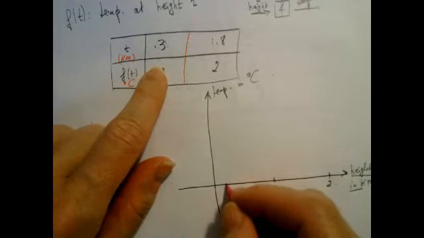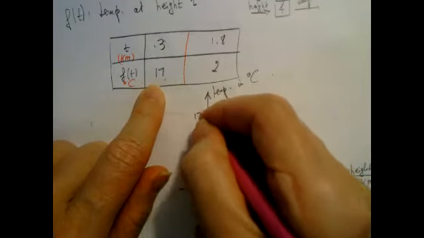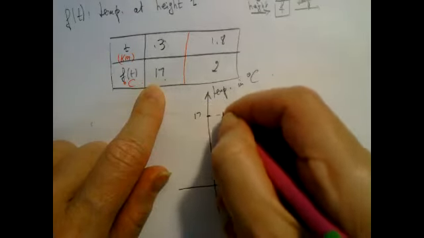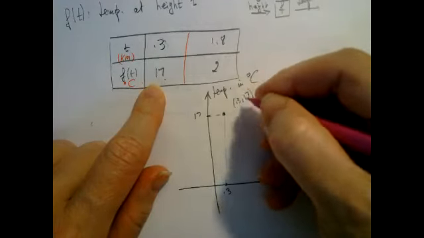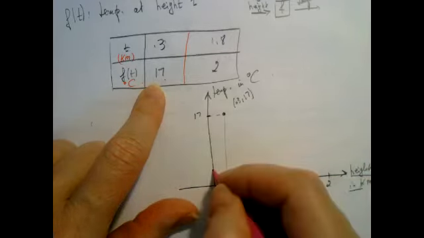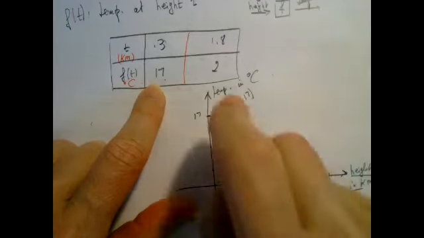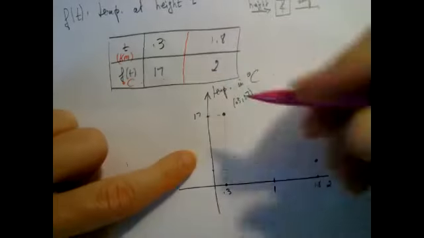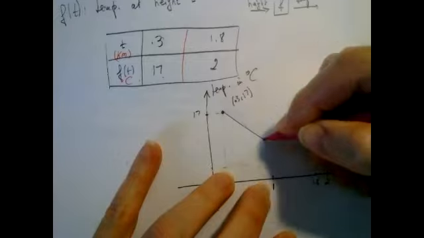Now, if T is 0.3, so 0.3 should be somewhere here. The temperature is 17. If this is 17, this is my one point on the graph. And the other one, 1.8. So 1.8 should be somewhere here. And it's 2. So if this is 2 here, that's my other point. So my graph should look something like that, give and take.